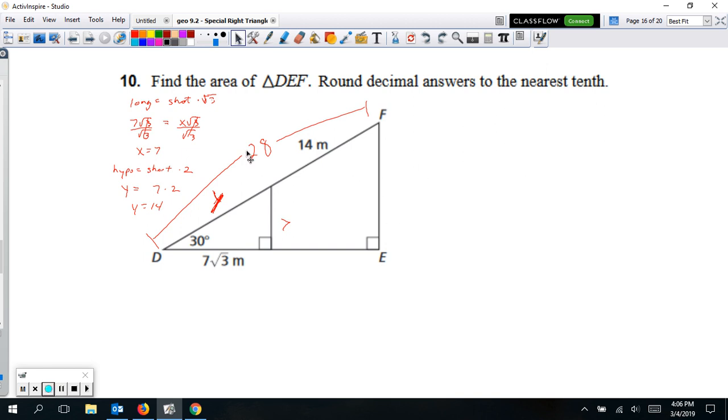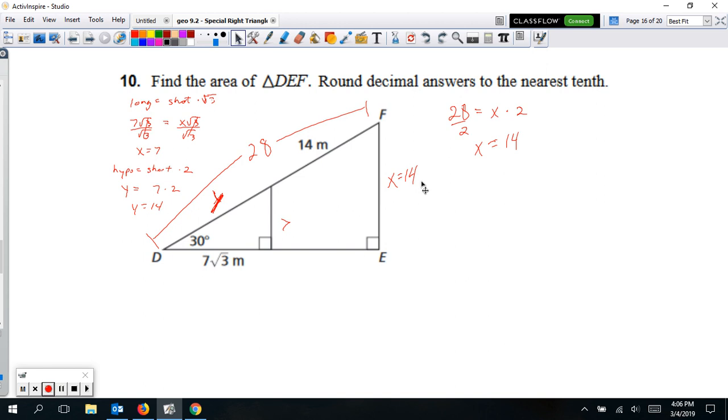We know the hypotenuse of the big one is 28. For the shorter leg of this bigger triangle, the hypotenuse is equal to x times 2, the short leg times 2. Divide by 2: 28 divided by 2 is 14. So this is 14 right here, from F to E. And then we want to figure out the long leg from D to E.